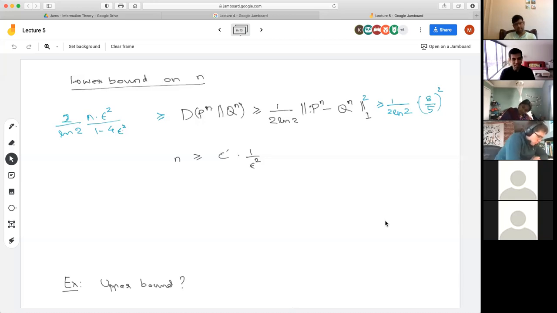Any upper bounds, any suggestions? If you can suggest a test, or if you can say, so maybe there was a likelihood test suggested, any guesses on how many samples do we need for that test to work?